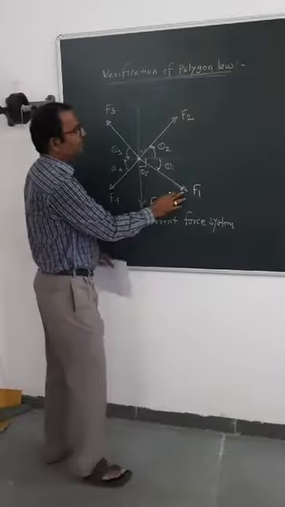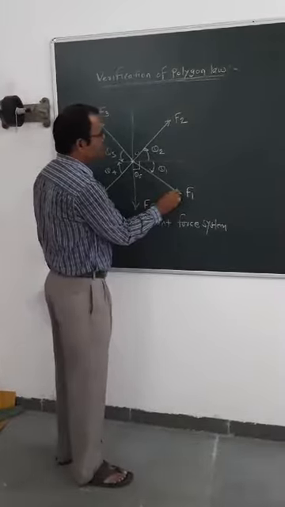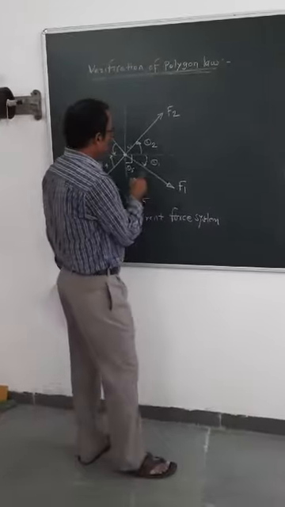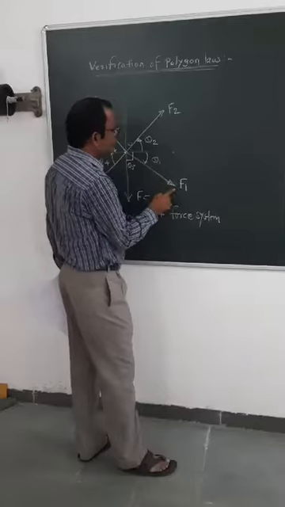Okay, and then graphically you have to draw. So I have told you what the graphical method is. So this is force F1. So the line of action of this force is in the fourth quadrant.